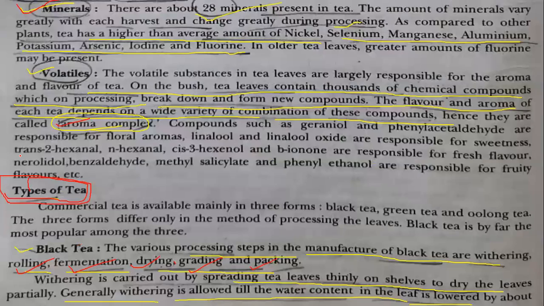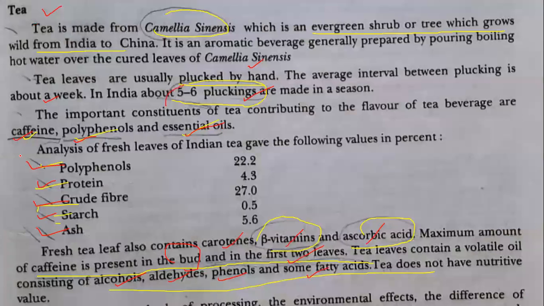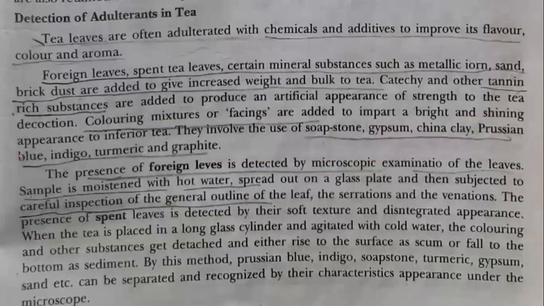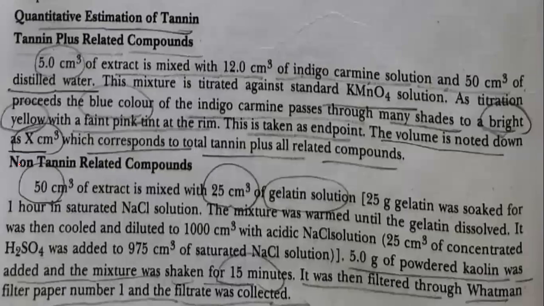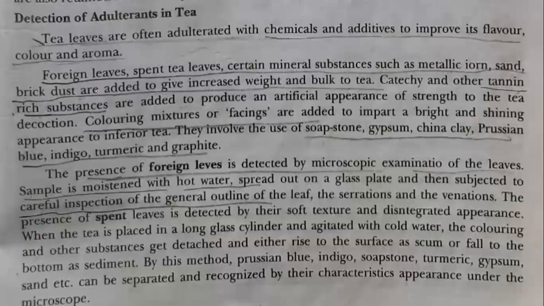And before that we studied the composition of the tea, what are the different components present in the tea and their percentages. So in this lecture I'm going to stop at the mixed tea. From the next lecture I'm going to continue with some of the adulterants in tea and their detection, and after that we'll see how the tannin in the tea can be detected. So this is all about the tea. I'm going to stop here. Remaining I will continue in the next lecture.